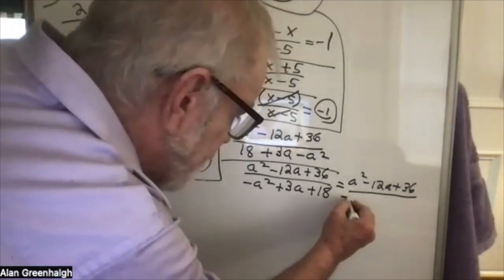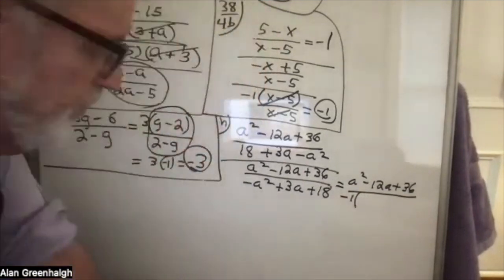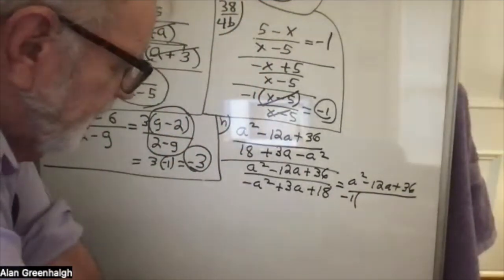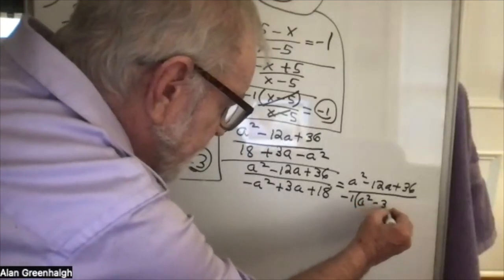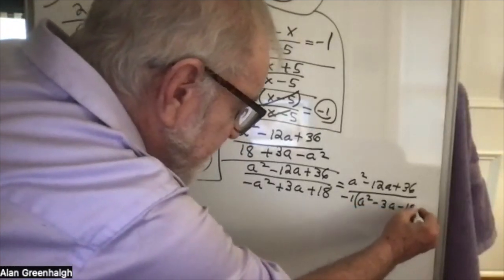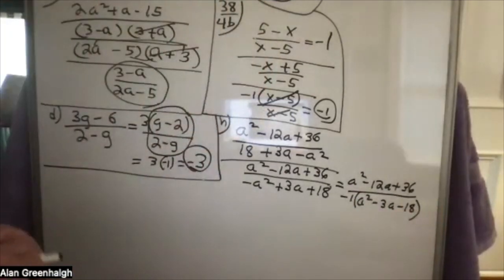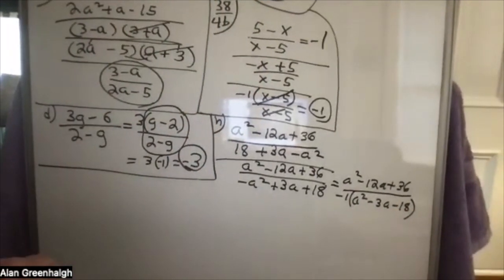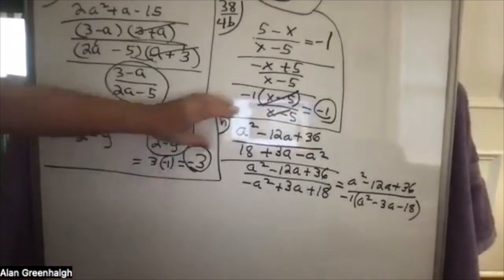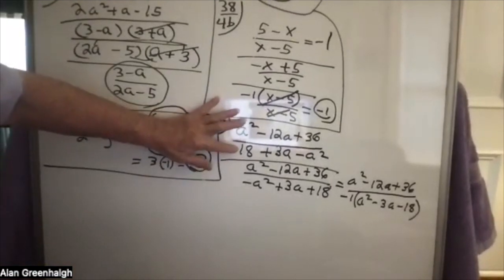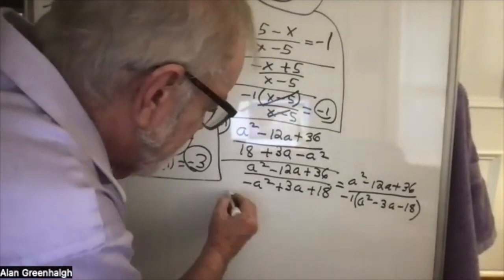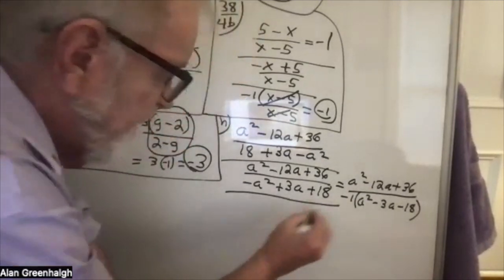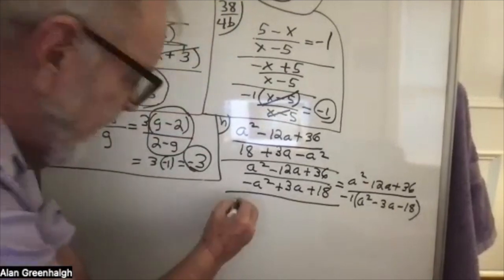And then I'd factor out a -1. And this would be a squared minus 3a minus 18. See, I feel more comfortable doing it that way. But you could have just factored it the way it was. But I just don't like doing that. That's just a thing of me. Now I'm going to factor the numerator.